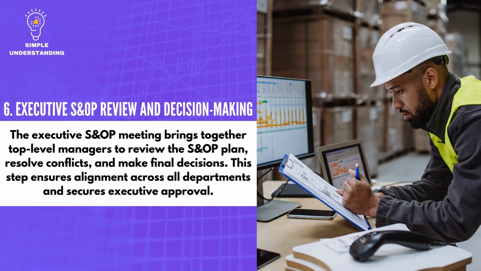6. Executive S&OP review and decision-making. Explanation. The Executive S&OP meeting brings together top-level managers to review the S&OP plan, resolve conflicts, and make final decisions. This step ensures alignment across all departments and secures executive approval.